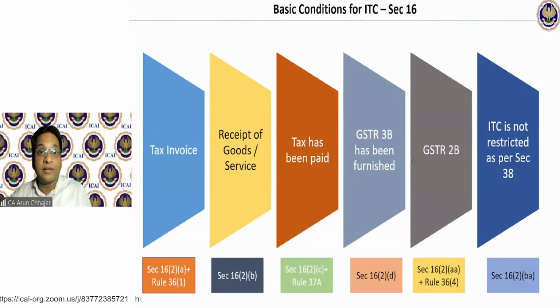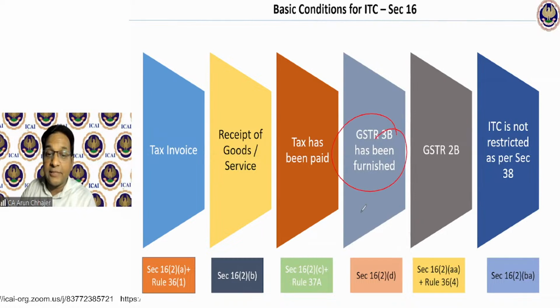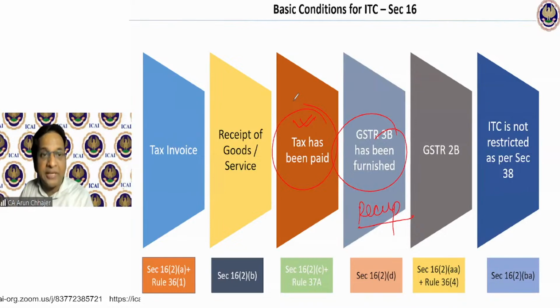No problem. So we will discuss at a later stage that this is related to 3B being furnished by the recipient, not by the supplier. For the supplier, there is one condition: that taxes have been paid. That's it. But the 3B condition which is written in 16(2)(d), the condition written in 16(2), is for the recipient.